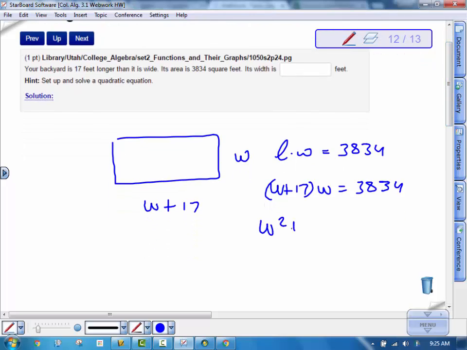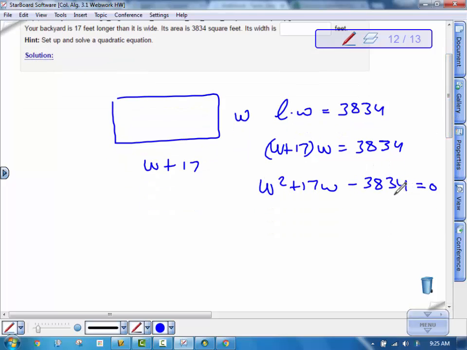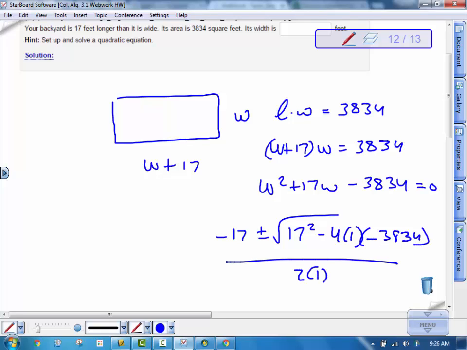If we distribute, we get W squared plus 17W. And if we subtract this from the other side, W squared plus 17W minus 3,834 equals 0. I can then use the quadratic formula on this, or plug into the decimals and find the zeros. But obviously we want the positive number, not the negative one. I'll use the quadratic formula, opposite of 17 plus or minus the square root of 17 squared minus 4 times A times C, all over 2A.